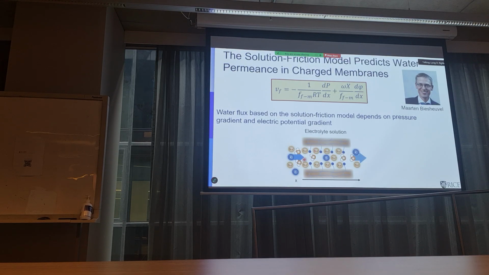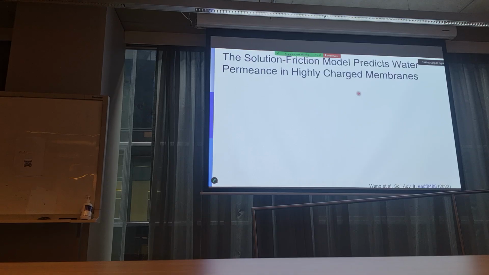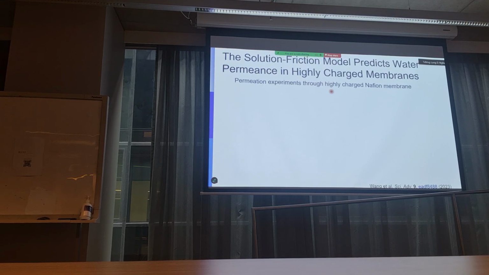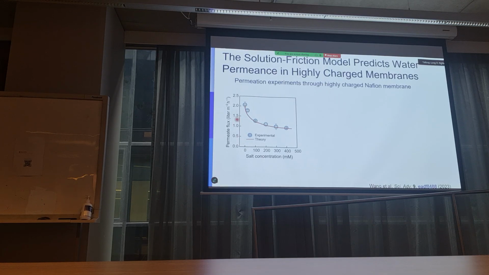Whenever you have an electrolyte solution flowing through an ion exchange membrane with a lot of fixed charges, you will have two profiles. One of them is the pressure gradient that we know, but you also have an electric potential gradient, just because of the Donnan mechanism and the way it develops. So now let's see if we can do experiments with a highly charged membrane and see any charge effect. We took an ion exchange membrane, highly charged, did permeation experiments, and measured the water flux versus salt concentration. We were able to fit it very well with the solution-friction model, the theory.